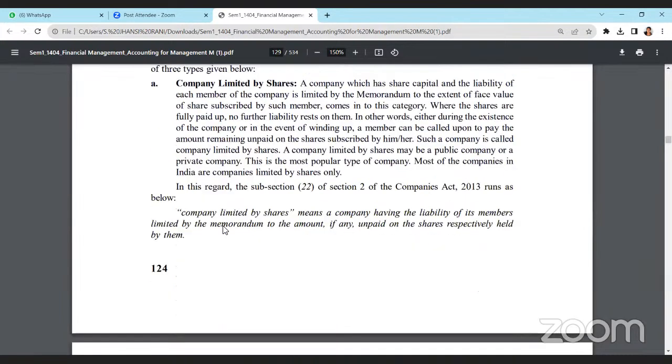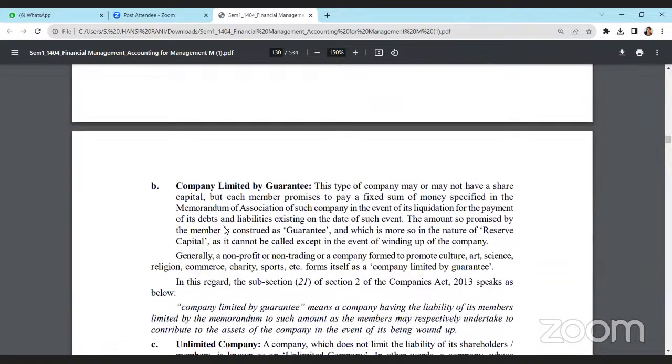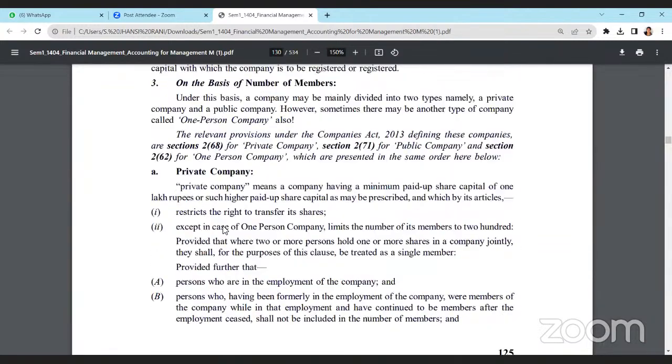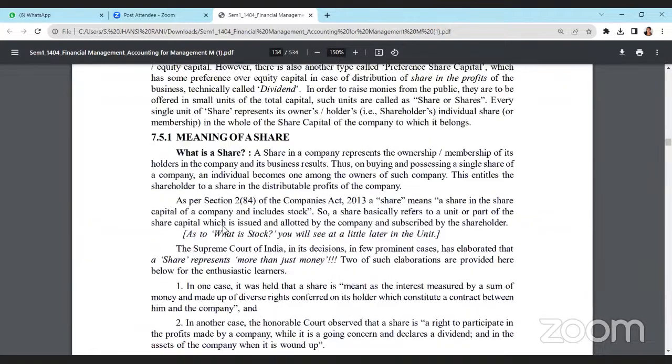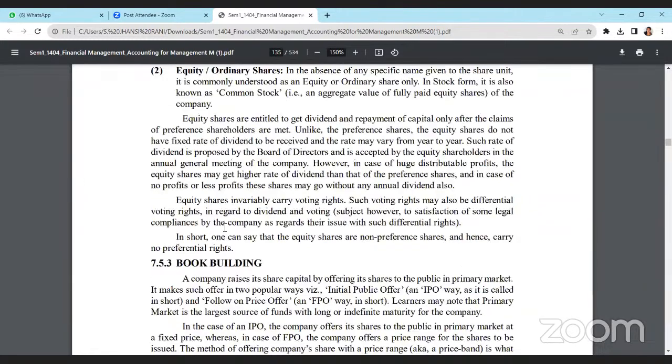I am not going through the theory part. I will go into the practical part, so we will look at how company accounts are actually prepared.